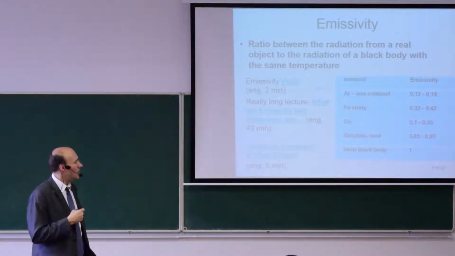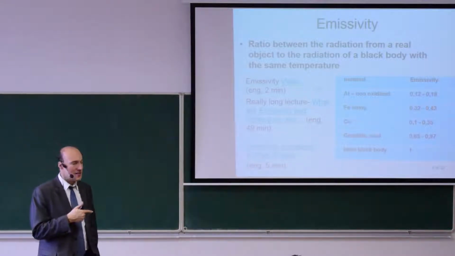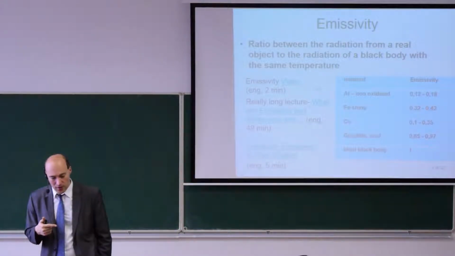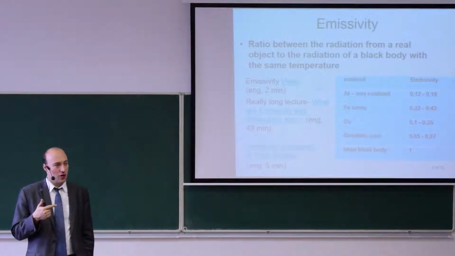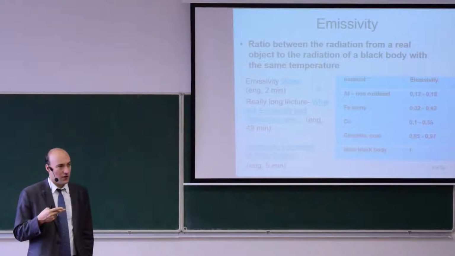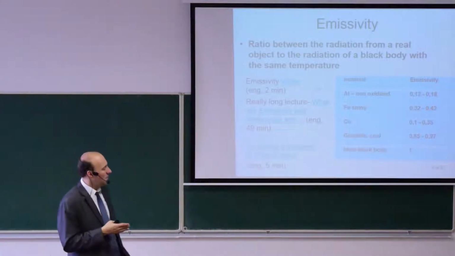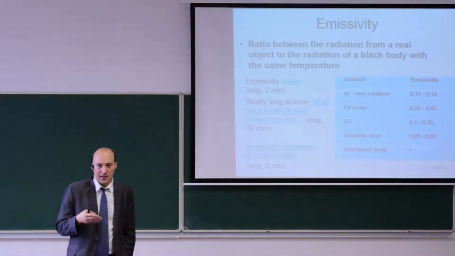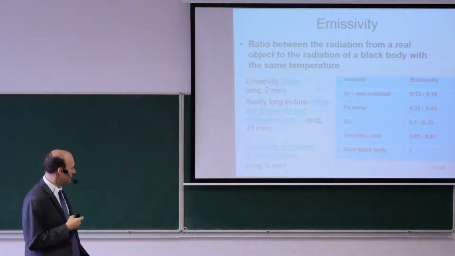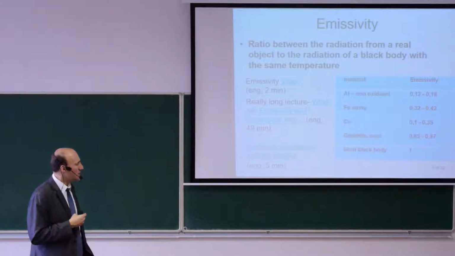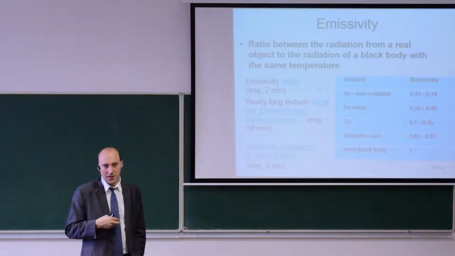There is also a relation between wavelength and emissivity. Emissivity is not a constant value, but it's a function of temperature, it's a function of wavelength, and it's a function of the surface of the object. So you may have the same material, but if the surface has a different structure, you will have a different emissivity. For this reason, it's very hard to get the emissivity correctly for non-contact temperature measurements, and that's the biggest issue.